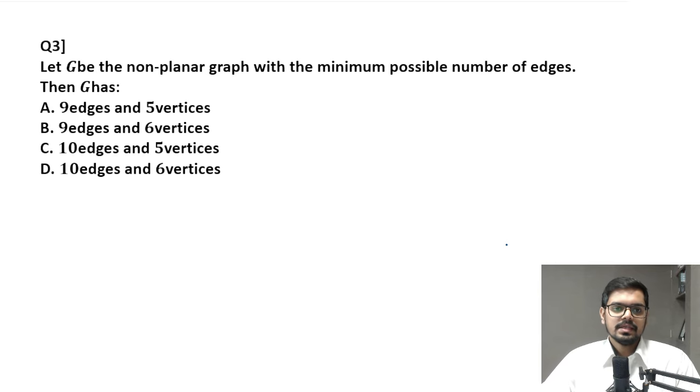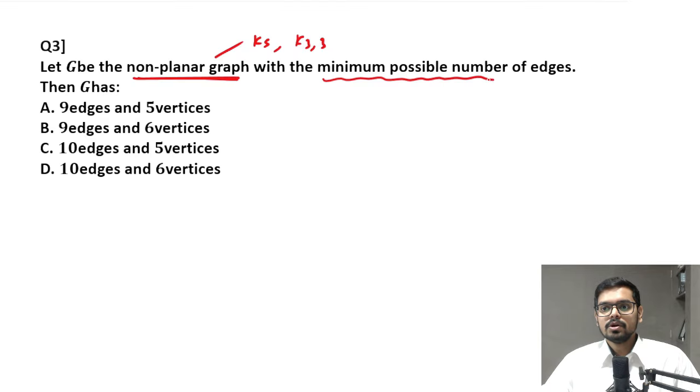Tried. The question says, let G be the non-planar graph with minimum possible number of edges. Oh, they are saying a non-planar graph. We know non-planar graphs are K5 and K3,3. Kuratowski's first graph, Kuratowski's second graph, right? They are talking about the minimum possible number of edges. That happens where? That happens here. Minimum vertices happens where? Happens here. Class notes, do you remember? If you remember, you will say K3,3 graph is the answer.